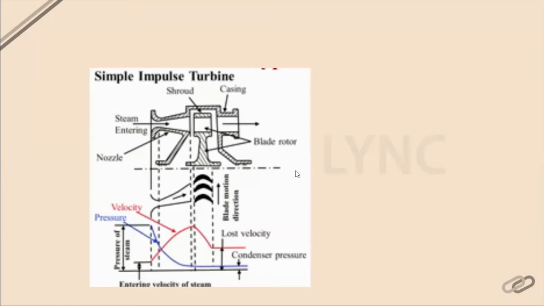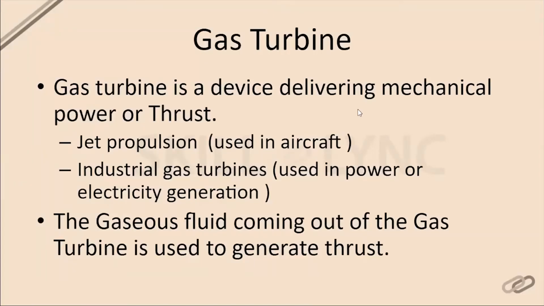Then, when it passes to the rotor blades, the pressure decreases, and velocity also does the same. It decreases in the rotor blade and remains constant in the next stator blade, and decreases further in the next rotor blade. Okay, so this is a very simple explanation of what happens in a steam turbine. Now we are done with the steam turbine.